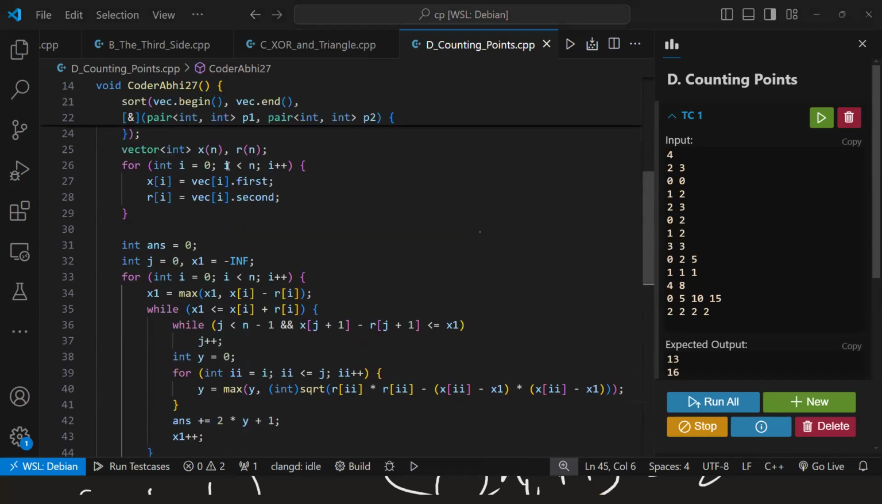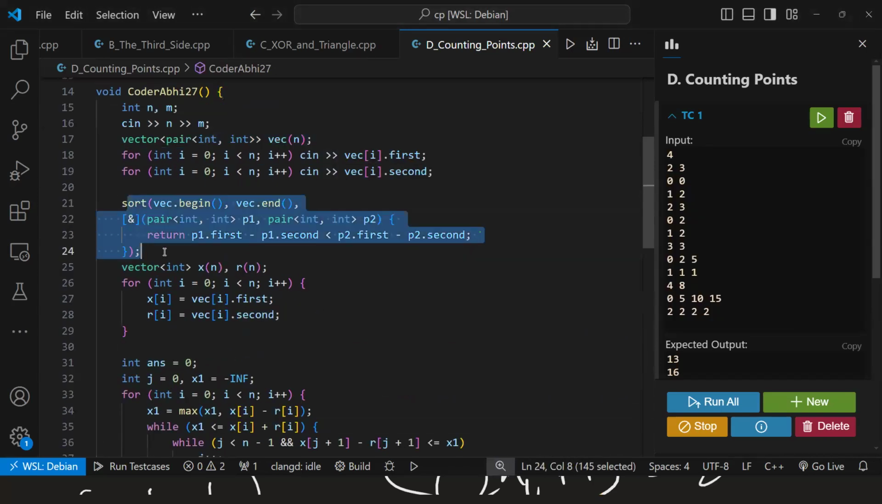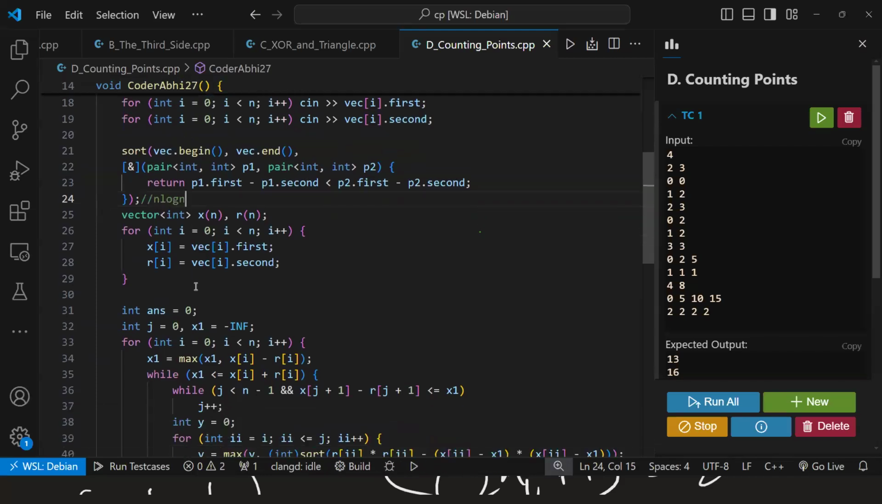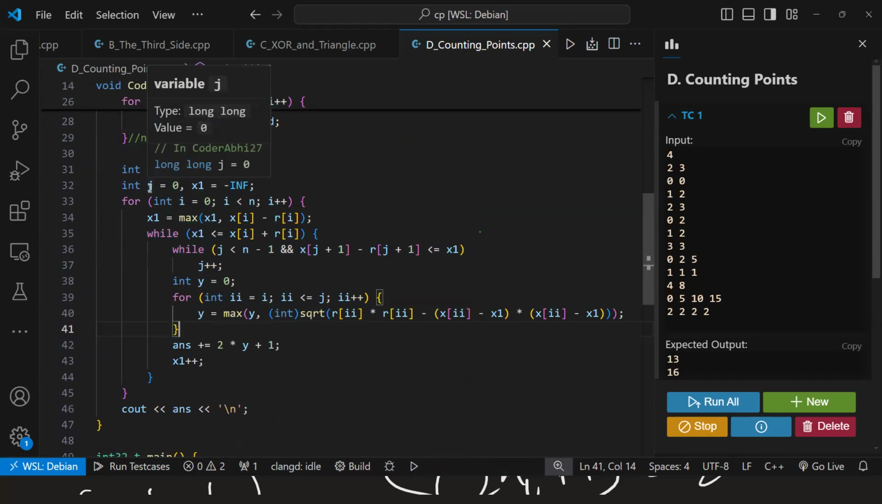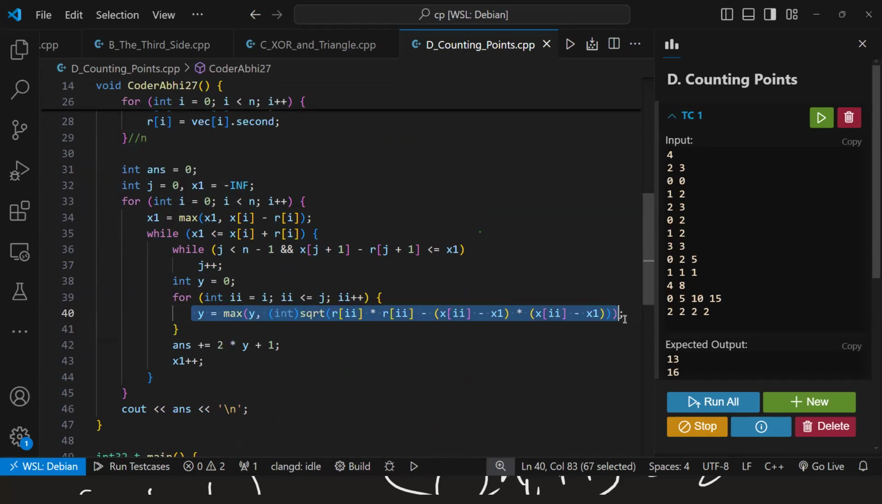So what would be the time complexity of my code? These are the input part. This sorting would take n log n time. This is a for loop of n, where I'm running this n times, and inside it x1. So overall, how many times is this x1 traversing? Even this final inside loop. I explained in the explanation that overall this would be executed order of 2m times only.